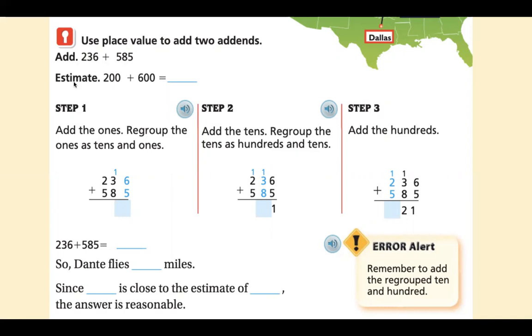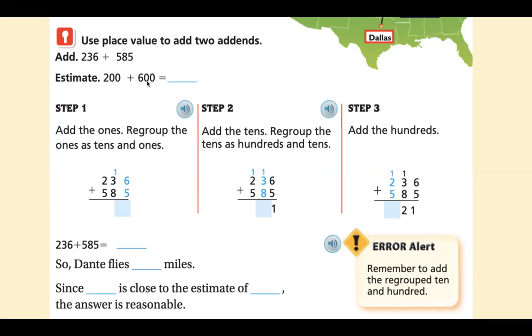So the first thing they want us to do is estimate. Estimate again means rounding to make sure that our answer is reasonable. So we round to the biggest place value, in this case rounding to the nearest 100. 3 tells the 2 to stay the same. Everything after becomes a 0. So that rounded would be 200. This one, 8 tells the 5 to bump up to a 6. Everything after becomes a 0. So that rounds to 600.